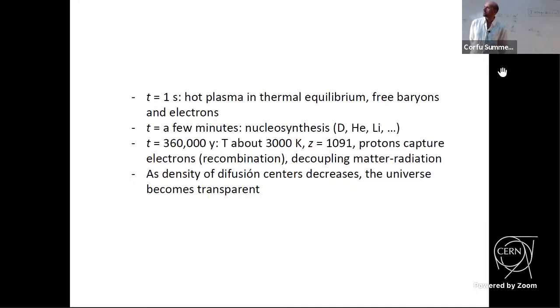So as the density of diffusion centers decreased, the universe became transparent to light. And the cosmic microwave background is a photograph of that moment. So it's like observing the clouds in the sky. You cannot see past the clouds. That's the farthest point you can see in the sky. The CMB is a picture of the universe when it was about 300,000 years old. You cannot see beyond, because beyond, light was not free to travel.